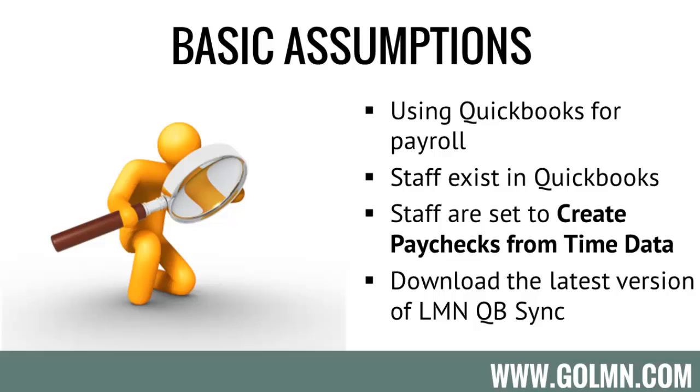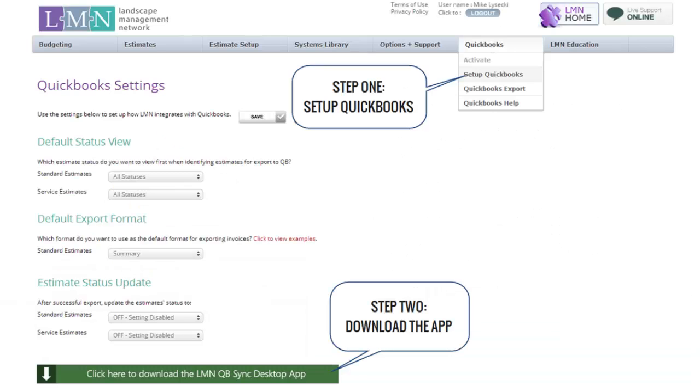If you don't know if you've got the latest version, what you can do is uninstall your current version of the LMN sync tool, and then just log into LMN. Under your QuickBooks menu, choose Setup QuickBooks, and at the bottom there's a green button, and it says click here to download the LMN QuickBooks Sync desktop application. Download and reinstall that, and you're ready to go with the latest version.